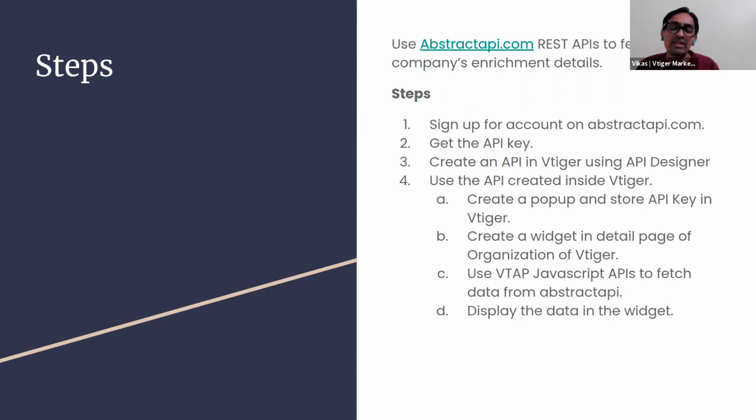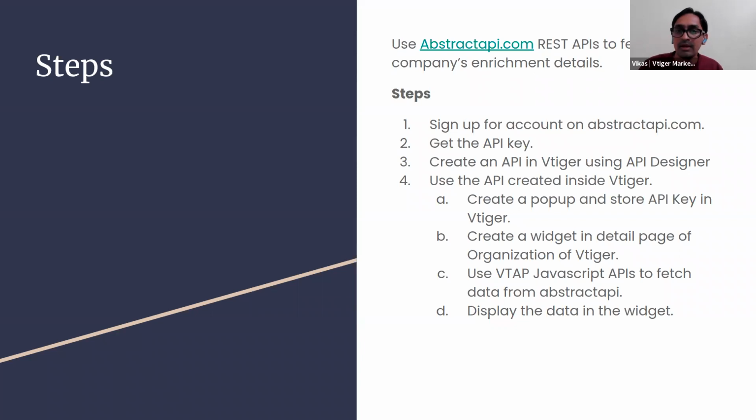So what we will do in Vtiger is build an API in our API designer. API designer is the one that helps you connect with external applications. So you could say step 3 is about a bridge between Vtiger and the external application. Then after interacting with abstractapi.com, we get the data back into Vtiger. Once we get the data into Vtiger, we will want to show that in a widget. So using VTAP JavaScript APIs, we will get that information, display it, and show it to the sales agent. So these are the steps.